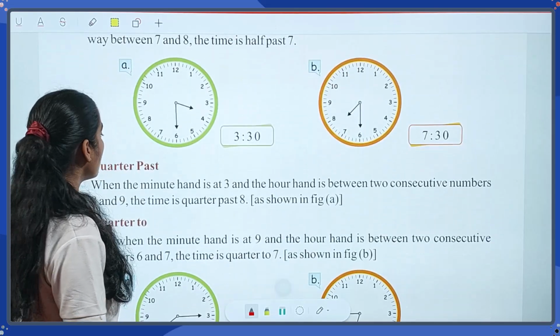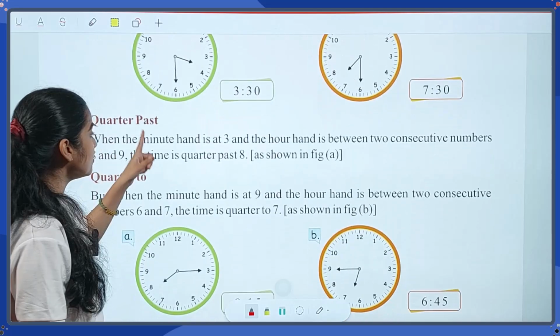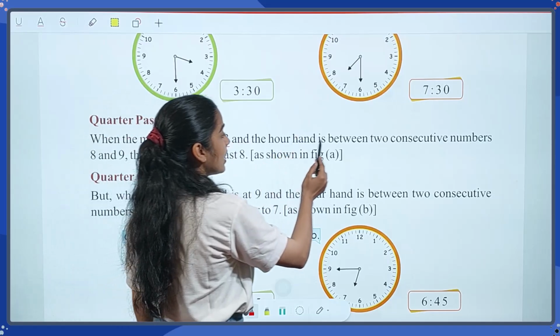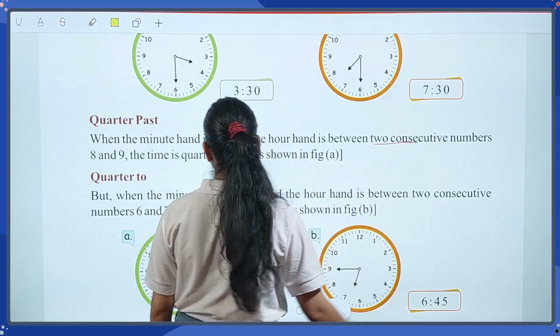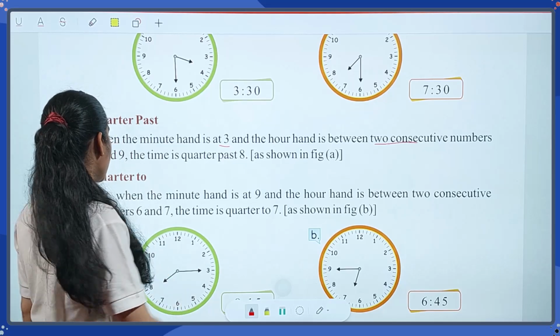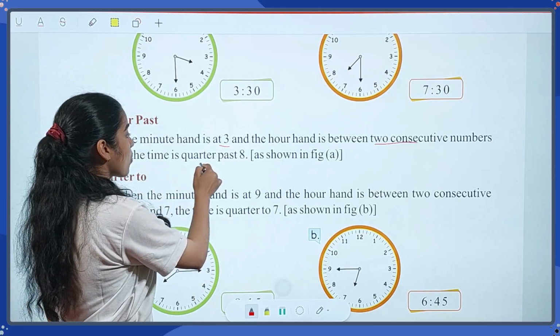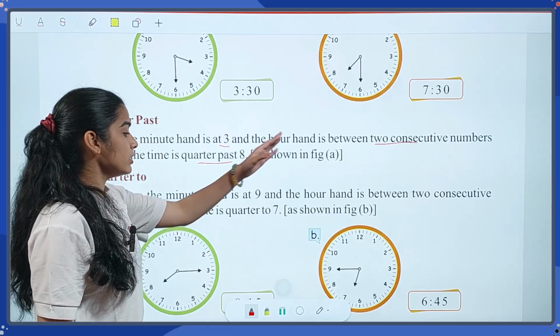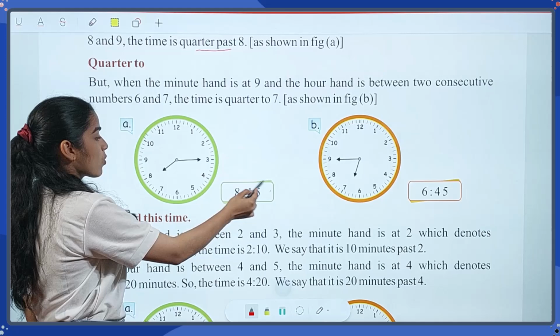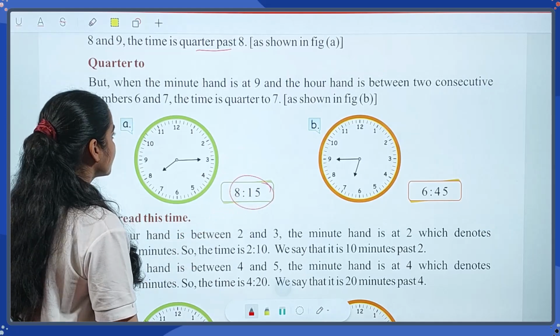Now, quarter past. When the minute hand is at 3 and the hour hand is between any two consecutive numbers, such as 8 and 9, the time is quarter past, as shown in figure A. You can see 8:15, which means quarter past 8.